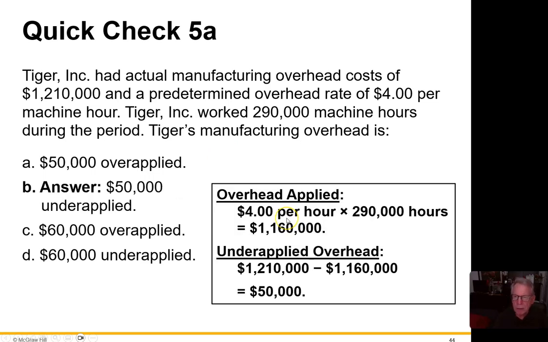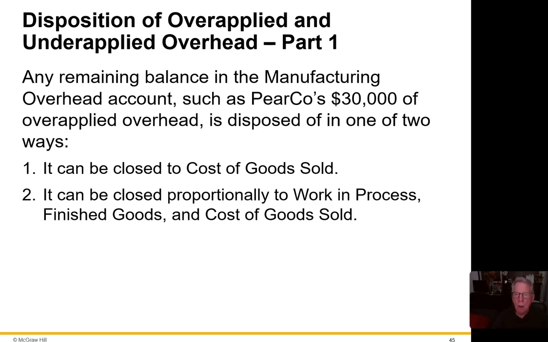So let's see if I'm right. And I am. So here, under applied, of $50,000. We applied less than our actual costs of 1,210,000, so that gives us $50,000 under applied. The way we would handle that is we would debit cost of goods sold for $50,000 and credit our overhead account for the $50,000. Okay.